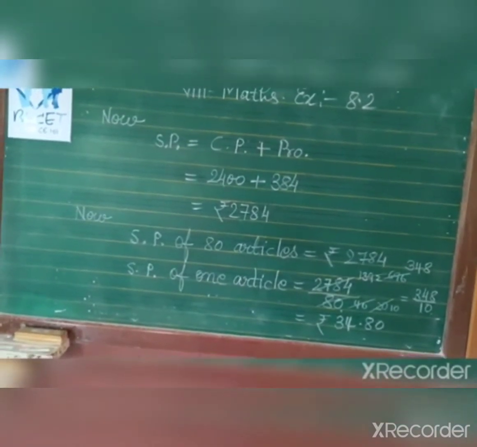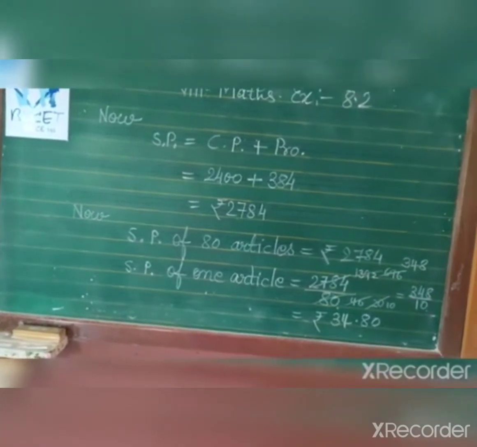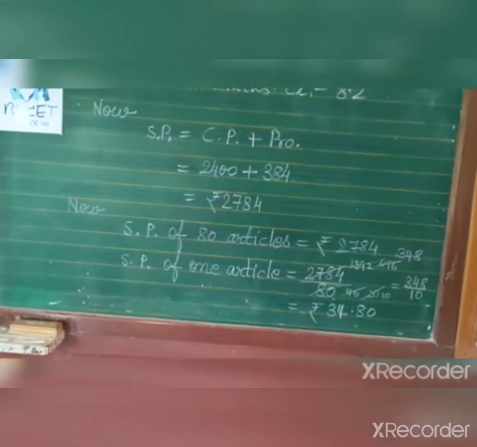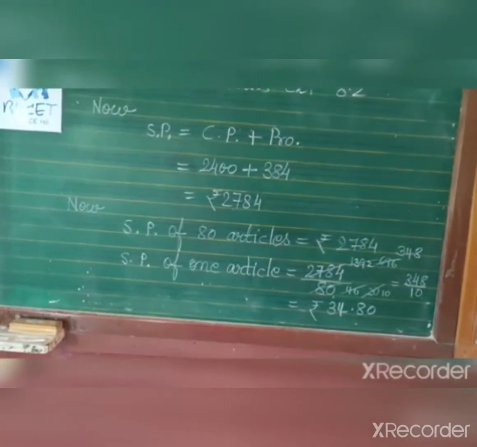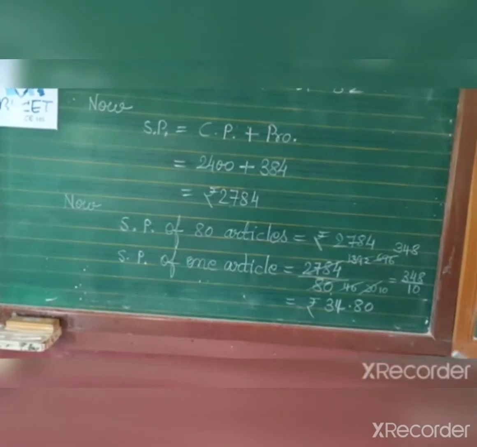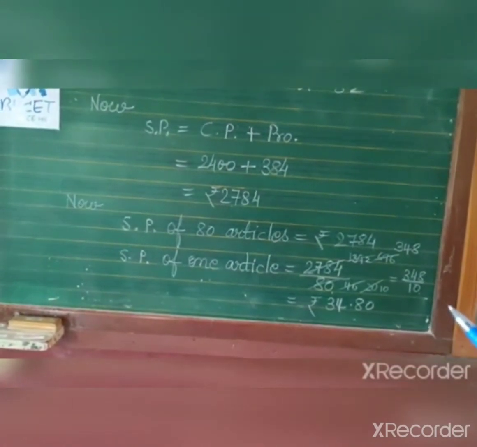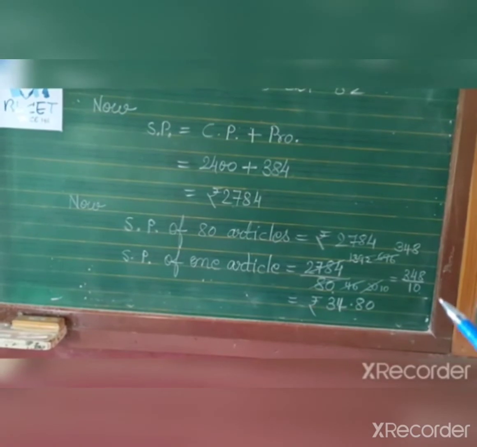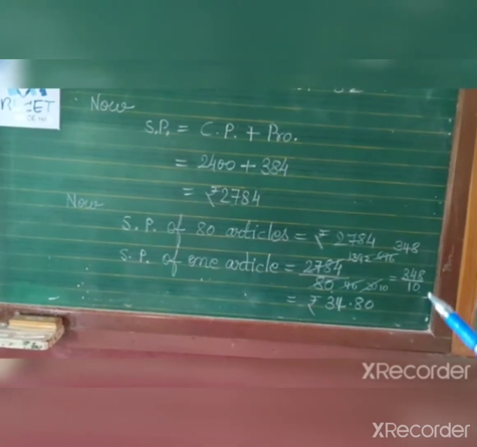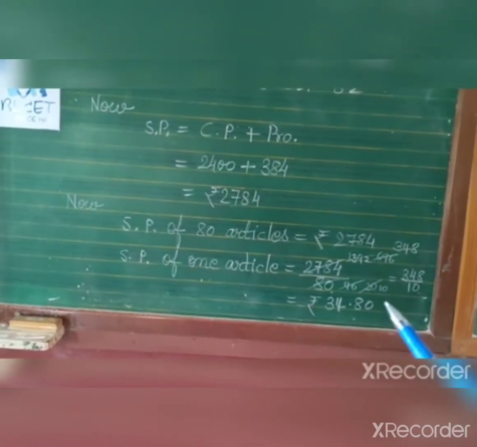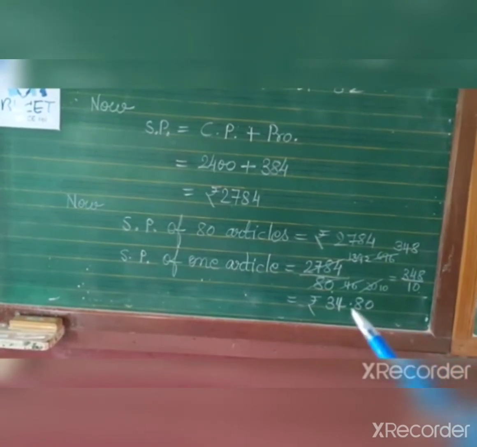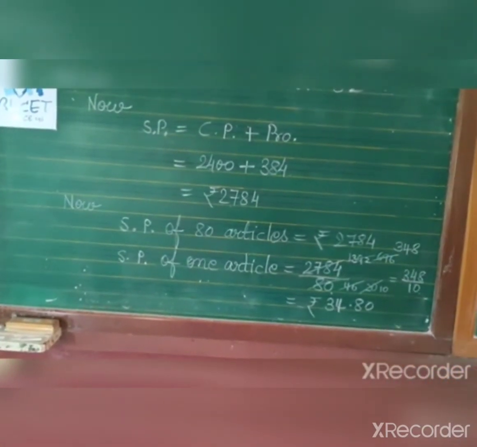SP of one article is equal to 2,784 divided by 80. Divide by 2, at the end you will get 348 upon 10. So in the denominator we see a multiple of 10, so before one digit we will put a decimal point. So the price of one article is 34 rupees 80 paisa. Okay.